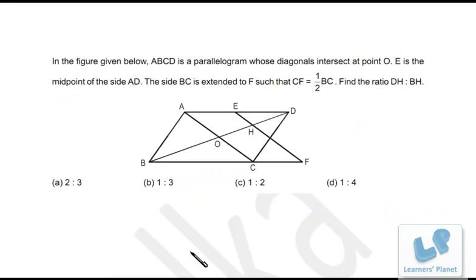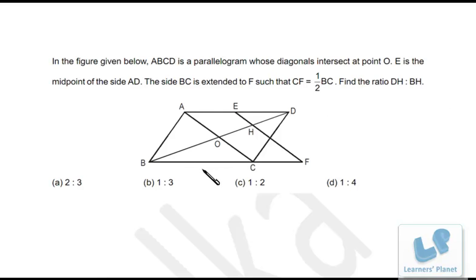Now friends, once again we have a problem on geometry. In the figure given below, ABCD is a parallelogram whose diagonals intersect at the point O. E is the midpoint of side AD. The side BC is extended to F such that CF is half of BC. Find the ratio DH is to BH.